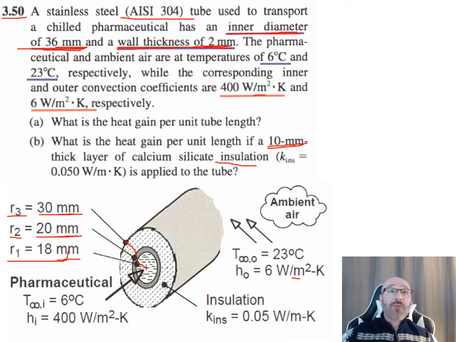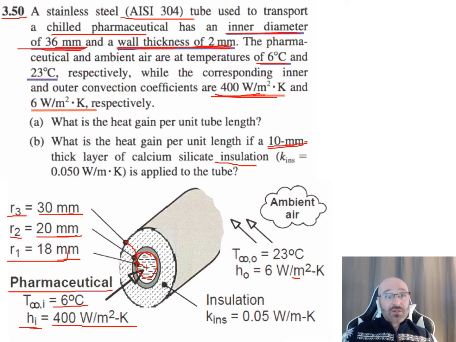Now they tell us we have a chilled pharmaceutical on the inside of this right here. So in the inside diameter here, going through the center of our tube, is this chilled pharmaceutical. Now it does tell us it has a temperature for the pharmaceutical of 6 degrees. So there's 6 degrees Celsius right there. And it gives us our convection coefficients right here, our h values for the inner and outer as well. For the inner, this is going to be 400 watts per meter squared Kelvin. So I write that down. h_i, inner, is equal to 400 watts per meter squared Kelvin right there.